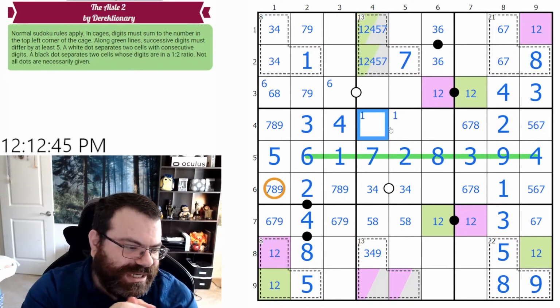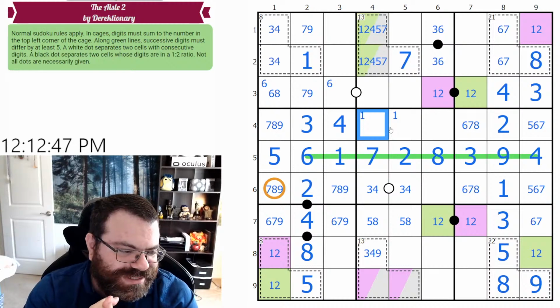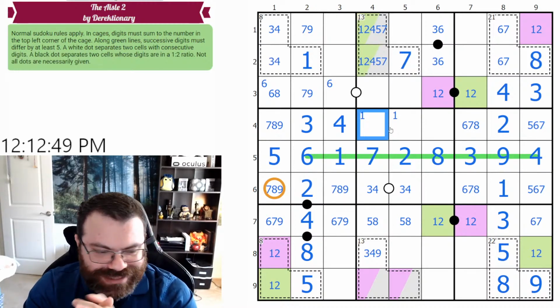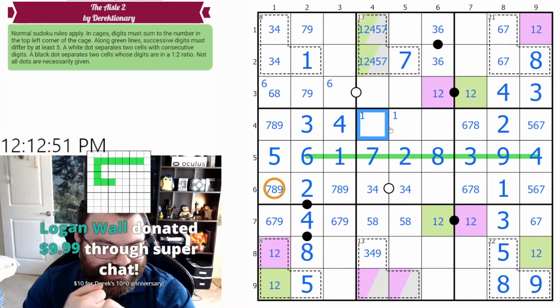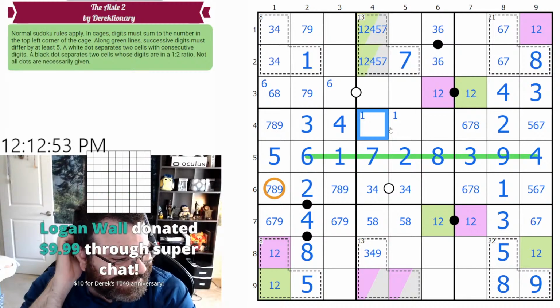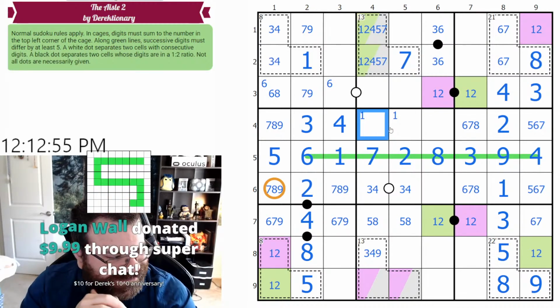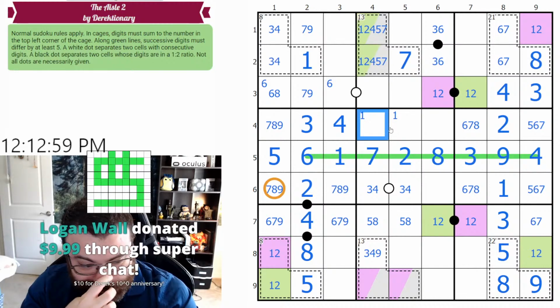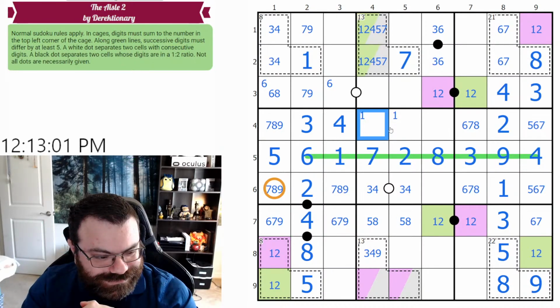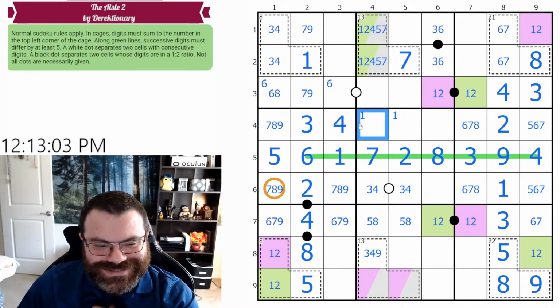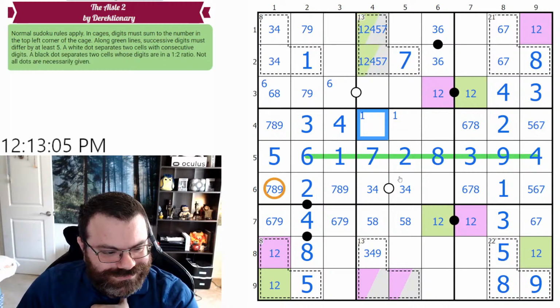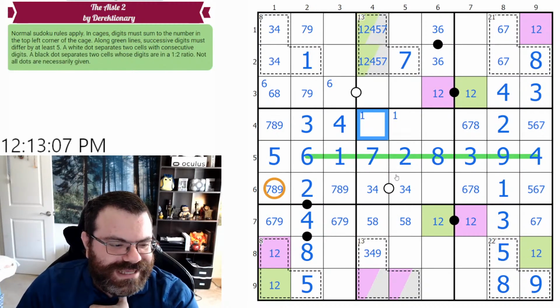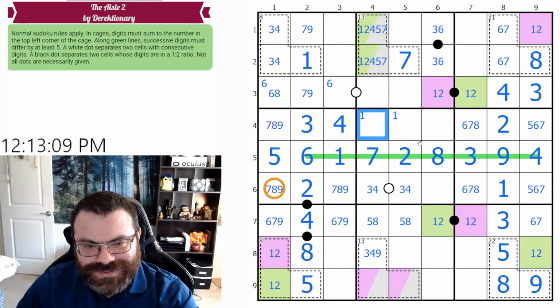Logan, thanks for the super chat. $10 for Derek's 10 to the 0 anniversary. Yes, I can see exactly why you picked 10 for that reason. Logan Wall donated $9.99 through super chat. $10 for Derek's 10 to the power of 0 anniversary. Thanks, Logan. Wow, Brian actually read it as 10 to the 0. That's pretty impressive, Brian.